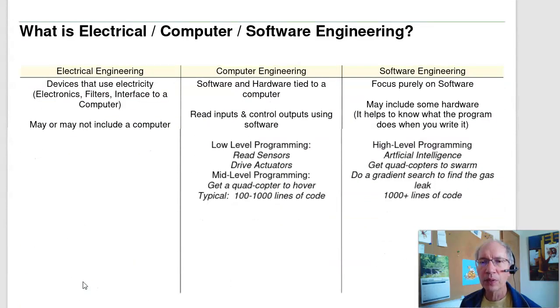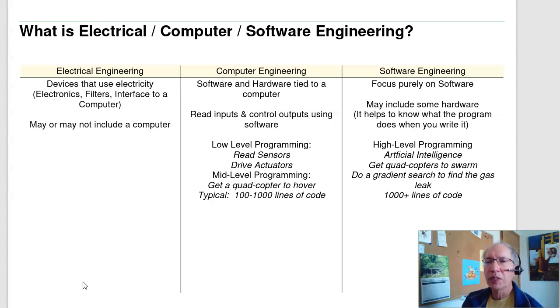Now, the first question you might ask is, what is electrical engineering, computer engineering, and software engineering? Those are 3 degrees offered in the ECE department. Well, electrical engineering, one way to think about that is pretty much devices that use electricity, which are electronics, filters, interfaces to computers, toasters, flashlights, you name it. It may or may not include a computer. You don't have to have a computer for everything, but computers are just darn useful. So you're seeing computers appear everywhere. Even light bulbs have computers in them now.